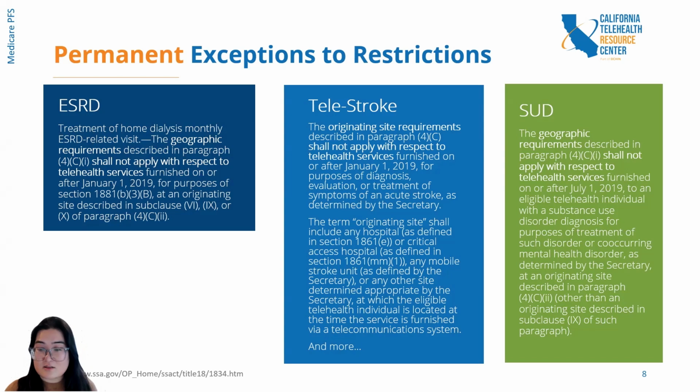As you can see here, these are the exceptions. For monthly end-stage renal disease-related visits, geographic restrictions for telehealth do not apply when furnished at certain originating sites, which include the home of the individual. The originating site requirement is also waived for telehealth use in diagnosis, evaluation, and treatment of acute stroke. And the geographic restrictions are waived for telehealth furnished for individuals with substance use disorder or co-occurring mental health disorders at approved originating sites, which also include the home.